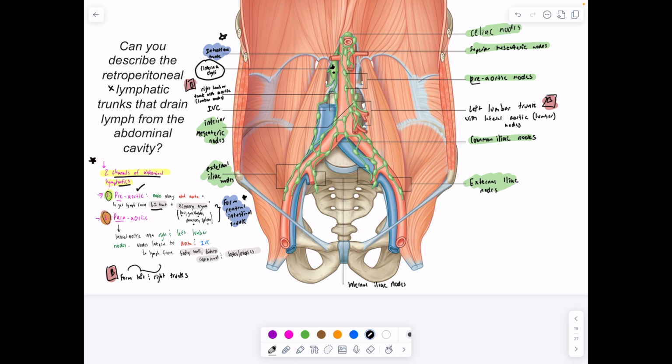All of these drain into the cisterna chyli eventually, which we know then goes into the thoracic duct overall, and we can actually see the tail end of the thoracic duct right here, connected to the cisterna chyli. So all this drainage will go to the cisterna chyli, which will go to the thoracic duct, which we know will eventually drain into the venous system in the thoracic cavity. All right, so we said two channels.